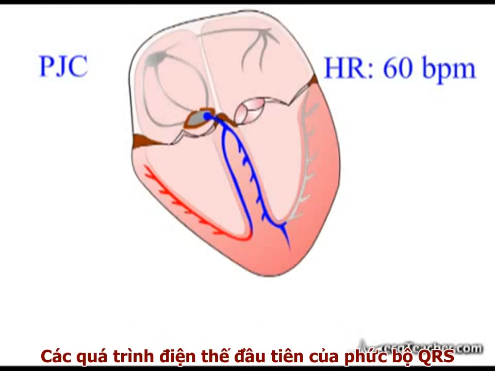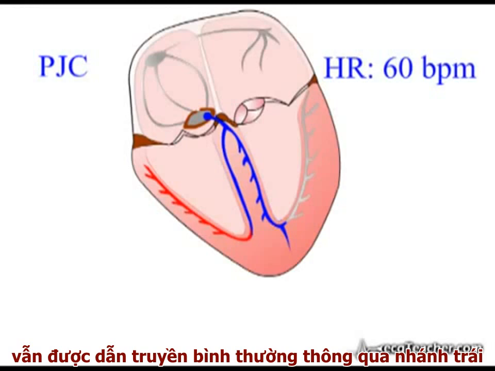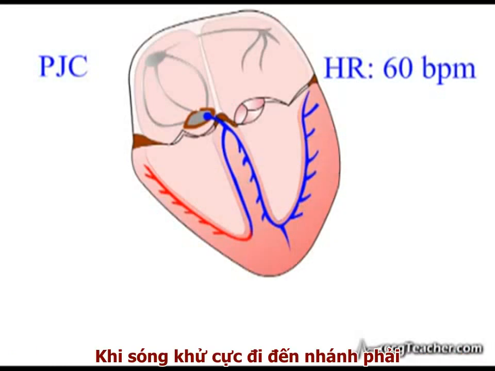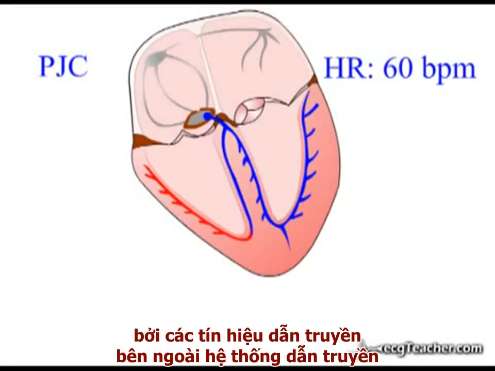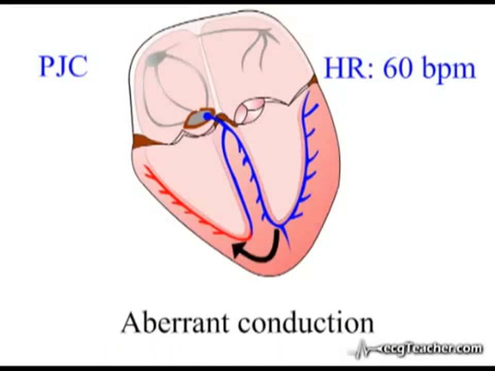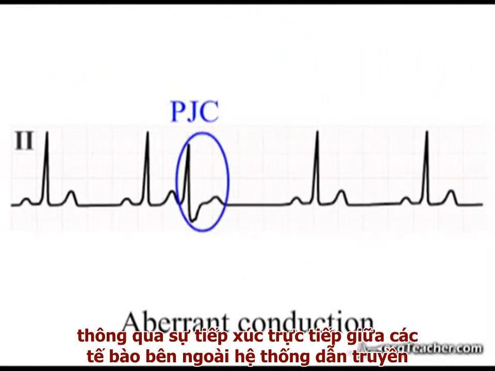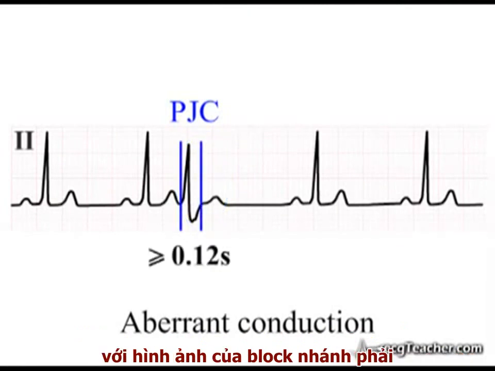The initial events of the QRS complex associated with this premature discharge are conducted as normal through the left bundle branch and will depolarize the left ventricle in the normal fashion. However, once the premature depolarization wave encounters the refractory portion of the right bundle, the right side of the heart must be depolarized by signal traveling outside the conducting system. Aberrant conduction by direct cell-to-cell contact outside the conducting system results in a broad QRS complex with right bundle branch block morphology.